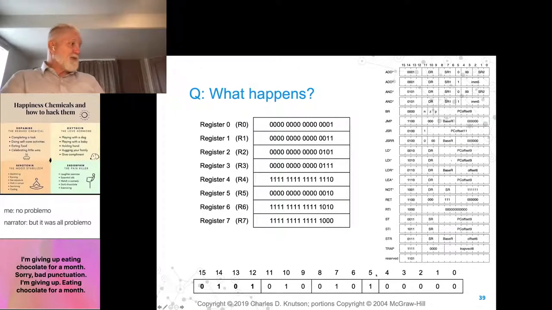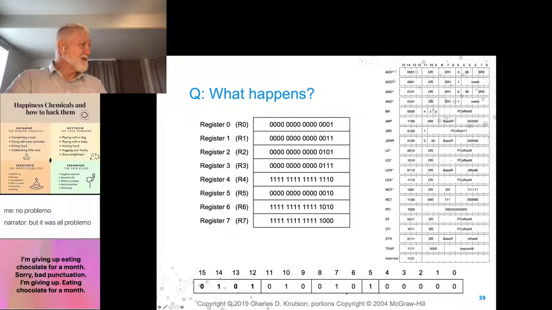What's it going to do? Well, up here, it actually has a little cheat sheet for you. There's DR, that's the destination register. SR1 is the first source register. Then it's all about bit 5. If bit 5 is a 0, then there's a second source register. If it's 1, then there's an immediate value.